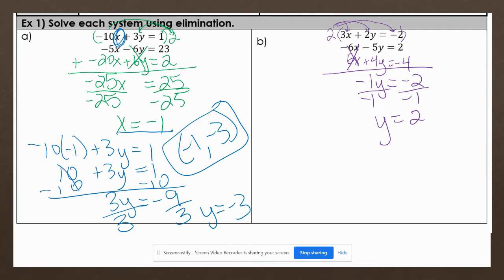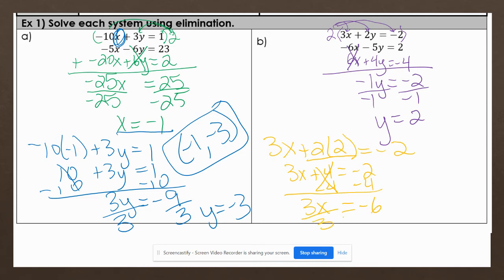I can plug that positive 2 in for the y on either equation. It really doesn't matter. If I pick the top one, I have 3x plus 2 times y, which is 2, equals negative 2. 2 times 2 is 4. Subtract 4. Keep the 3x. These add to 0. Negative 2 minus 4 more is negative 6. Divide by 3 on both sides. And x is equal to negative 2. So our solution is negative 2, positive 2.